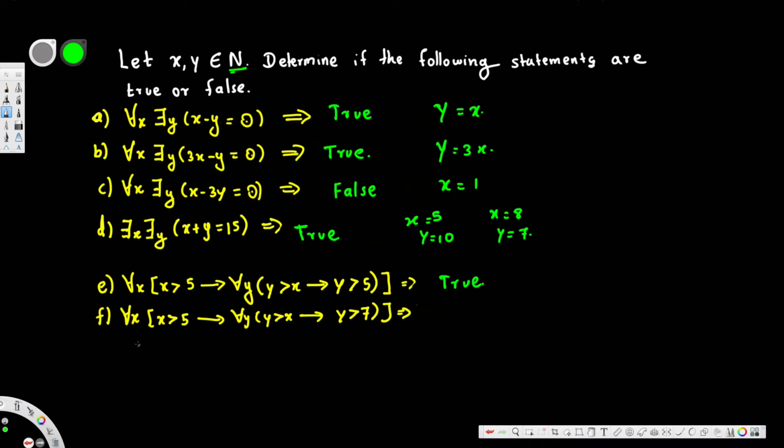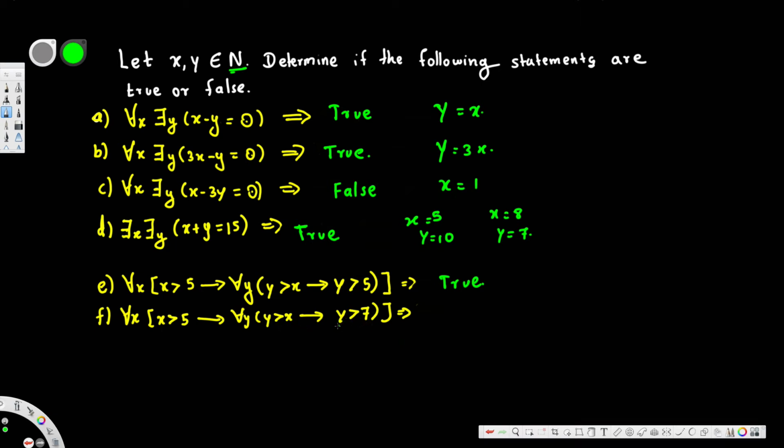Now let's look at the last one. The last one is saying for all x greater than 5, similar to this one, implies that for all y such that y is greater than x implies y is greater than 7. Okay, let's break it down. x is greater than 5. It can be 6, 7, 8, 9, 10. Implies for all y greater than x. If y is greater than x, it's going to start from 7, 8, 9, 10, right? Implies that y is greater than 7.